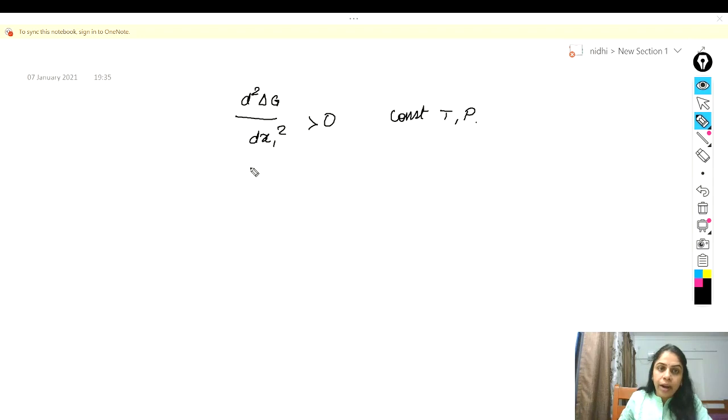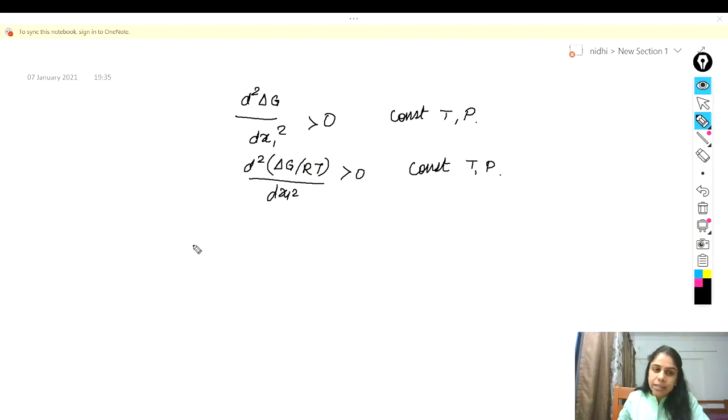Or you can write d square delta G by RT dx1 square greater than or equal to 0 at constant temperature and pressure. So this requirement has a number of consequences. So let's discuss this.